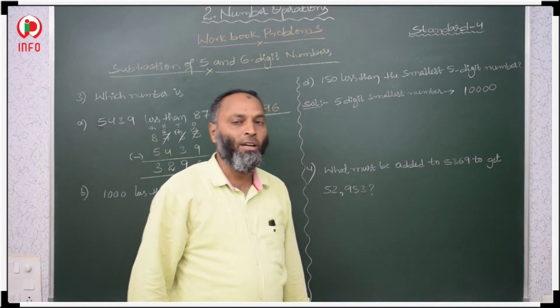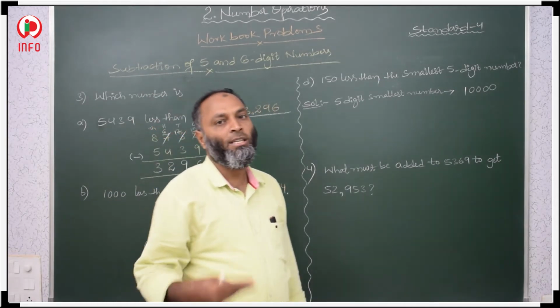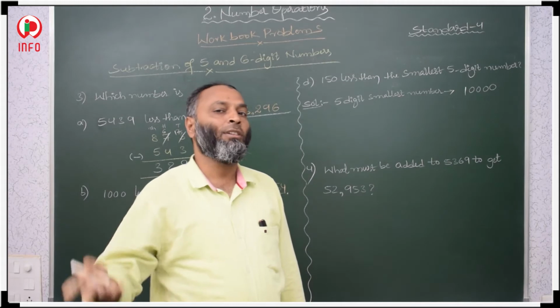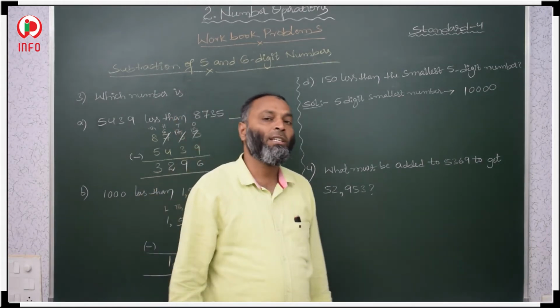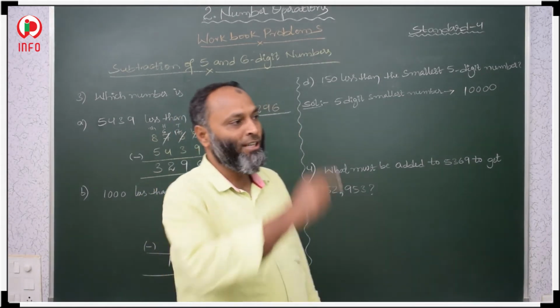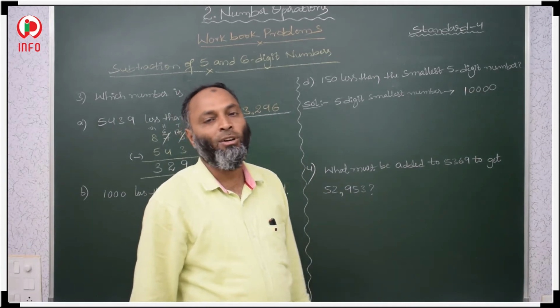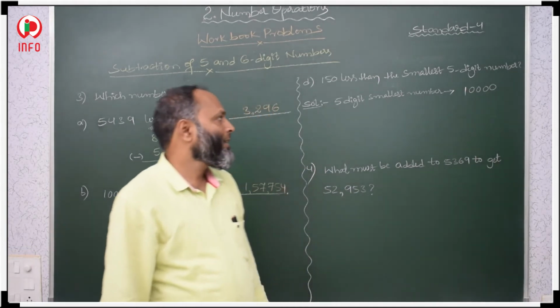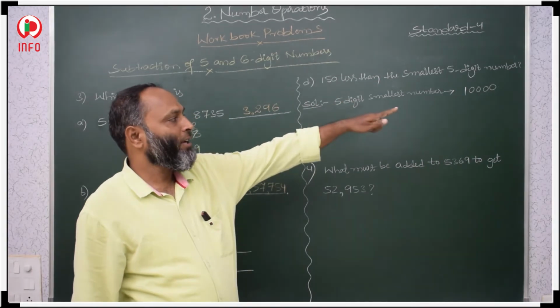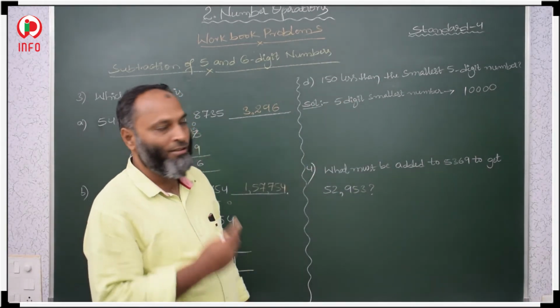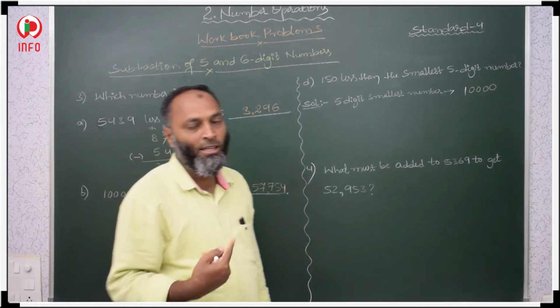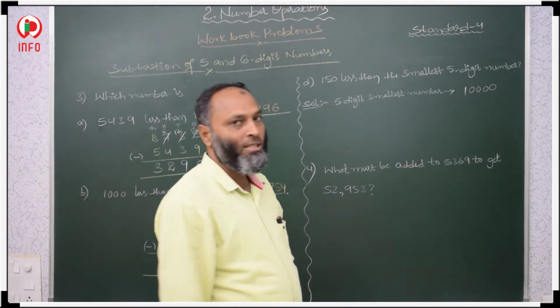In this way we have to write whatever is given. 6 digit, 7 digit, 8 digit, 100 digit, 1000 digit, whatever is given. If 1000 digit is given, you take 999 zeros and after that keep 1. So that is the smallest 1000 digit number. In the same way, for 5 digit we take from right to left 4 zeros and after that we keep 1. Then you will get the smallest number.